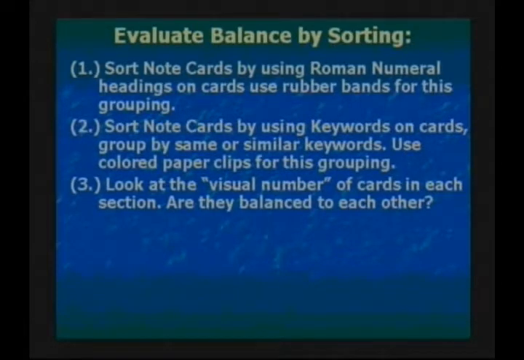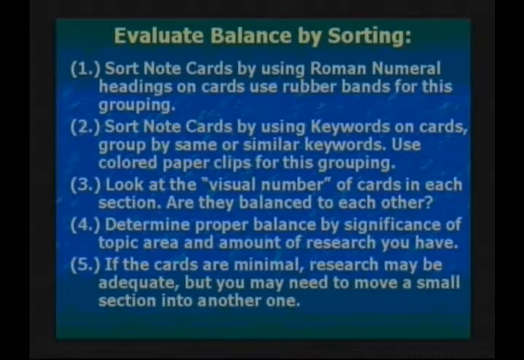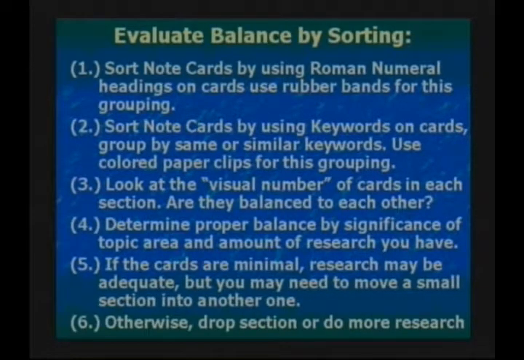And so you're going to have to modify the focus of your research paper based on the actual research that you've accomplished. You're going to determine the proper balance by the significance of the topic and the amount of research that you have. By topic area, I mean your Roman numeral point. And you're going to have to make some objective and subjective evaluations of what that is. Number 5, if the cards are minimal, research may be adequate, but you may need to move this little bit of information into another section of another Roman numeral. And you can drop the card. Otherwise, drop the section or do more research.